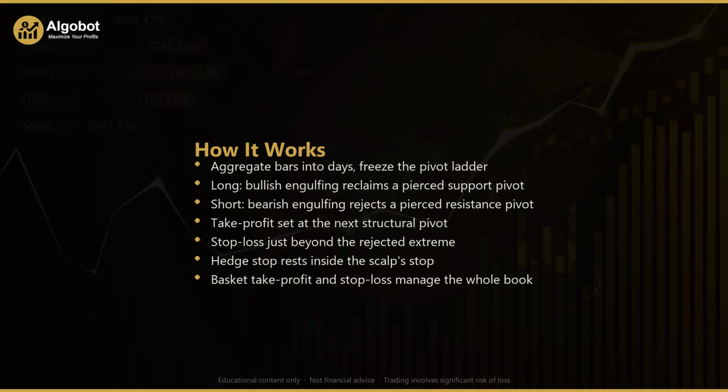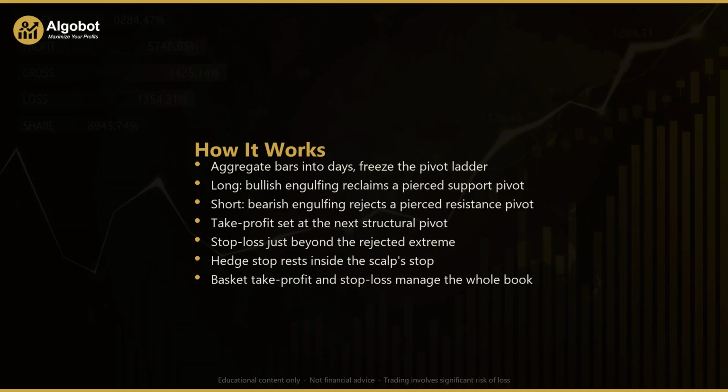The short setup is the mirror image. Price pokes above a resistance pivot, then closes a bearish engulfing candle back below it. The strategy sells at the market, targets the next pivot down for take profit, and places its stop just beyond the rejected high. A minimum reward-to-risk filter, defaulting to 1-to-1, rejects any setup that's too cramped to be worthwhile.